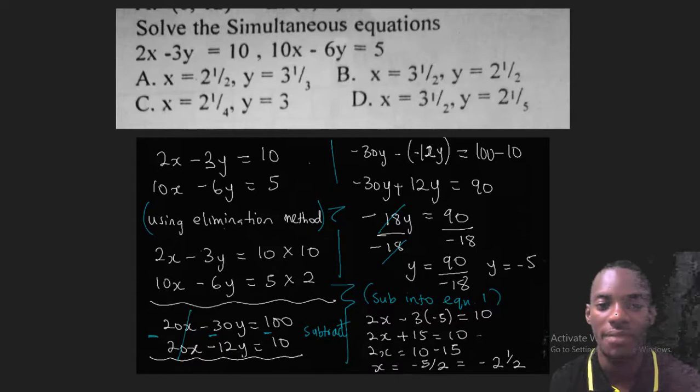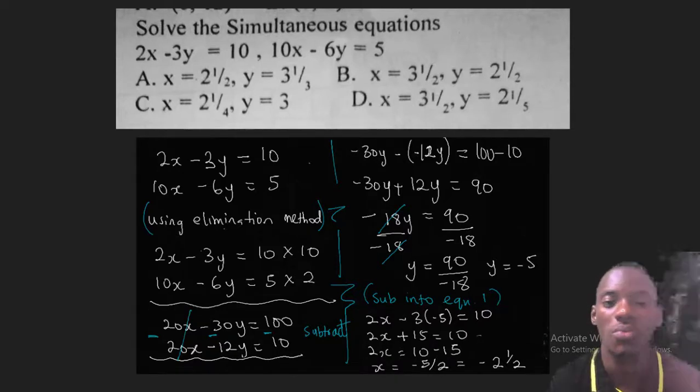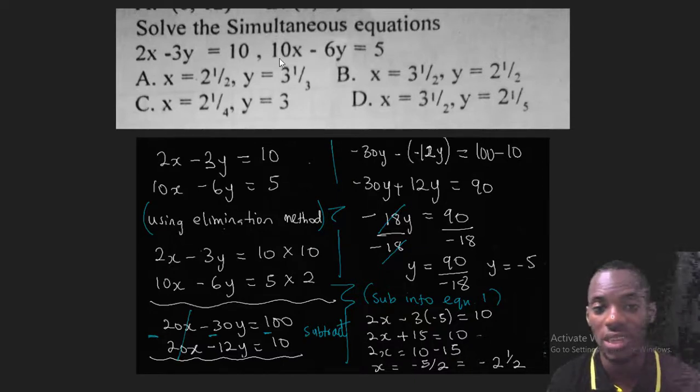Number 3, the next one is a simultaneous equation. You know it's simultaneous when there are two unknowns and two equations to be solved. So this simultaneous, how do you solve? You can use the elimination method. So I used the elimination method.